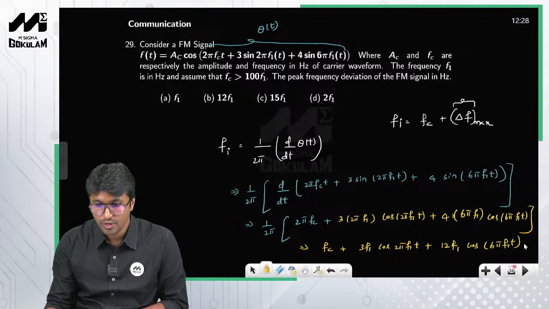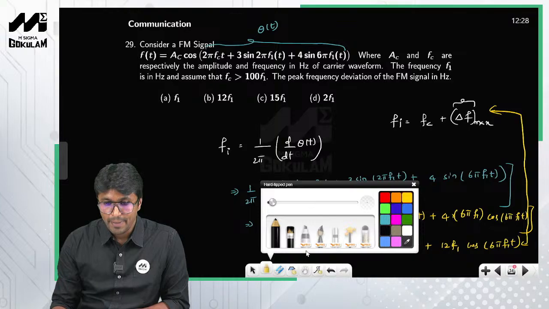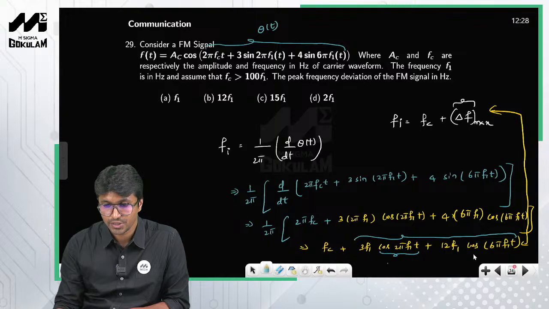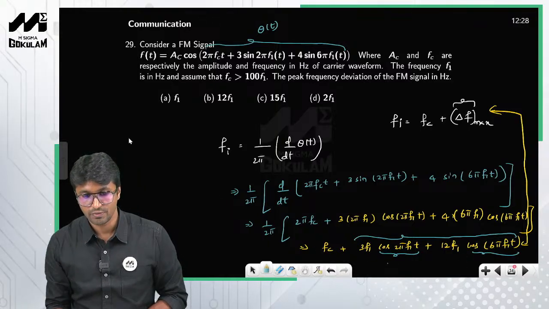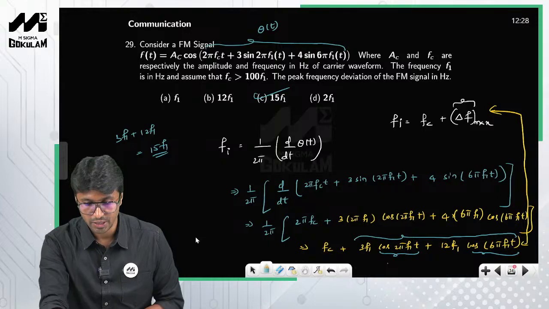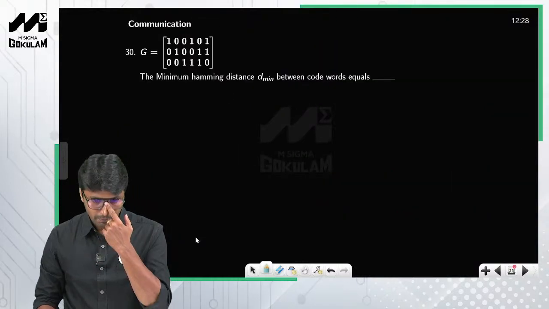Now all you need is the maximum value of this. The maximum value of the cos function is 1, so the maximum value of this term is 3 f1 plus 12 f1, which is 15 f1. So the answer is C. This is how you solve this particular problem. Now let us move on to the next problem.